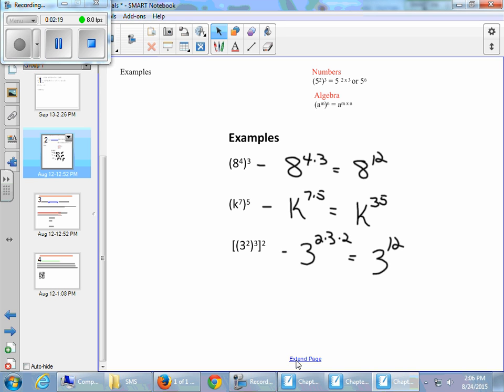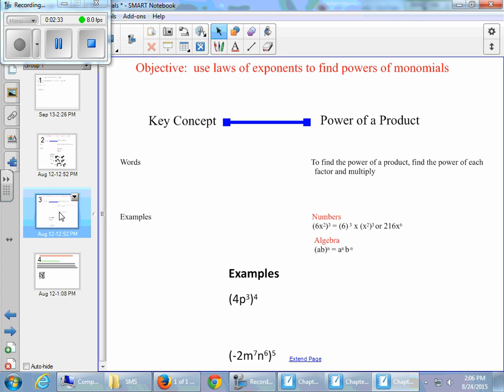If you have any questions, write them down. Draw a big question mark if you have one. Or review the video. Go back, watch it again. We'll review it in class. Let's go on. We have one more key concept for this, and that is power of a product.